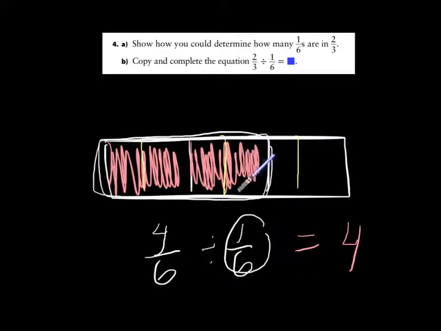I started off shading in 2/3, but I couldn't find out how many 6ths are in there, so I changed the 2/3 to 4/6. So there's 1, 2, 3, 4 out of a total of 6. So how many 6ths are in 4/6? There's 1 there, 2, 3, 4.